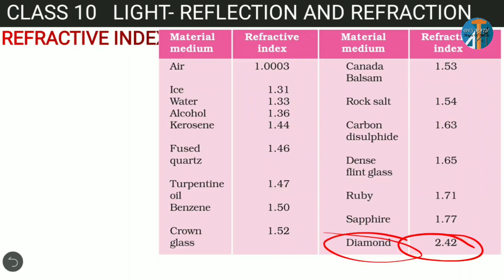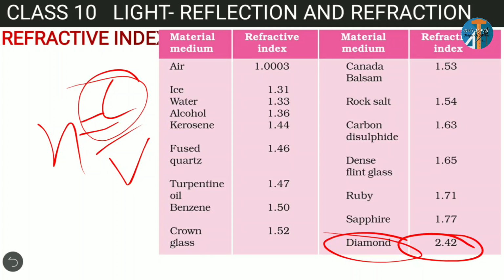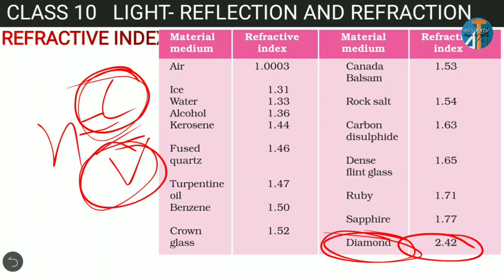The refractive index of diamond is 2.42. What do you mean by this statement? We wrote n is equal to C by V, right? C is the speed of light in vacuum and V is the speed of light in the medium. Which medium are we taking? Diamond now. So the definition: the refractive index, that is the ratio of the speed of light in vacuum to the speed of light in diamond, is equal to 2.42.